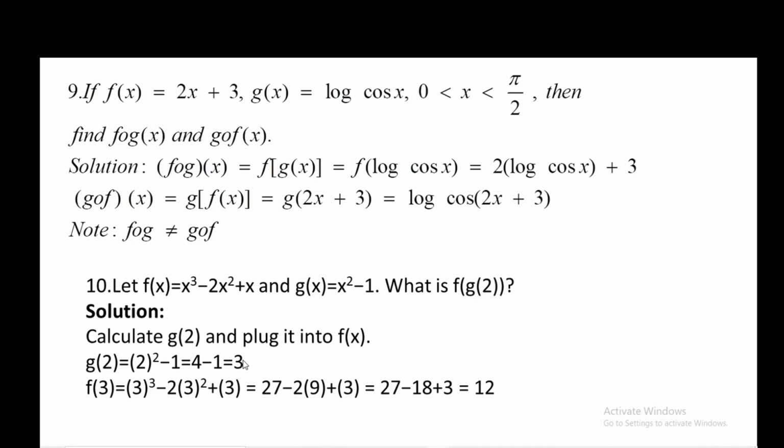G of 2 answer is 3. Then you substitute in the second function, that is f of x. You have to follow the reverse order. While solving a composite function, you have to solve the bracket first. The first bracket is g of 2. You solve this one, then substitute the answer in the second one. Then f of 3 is equal to 3 cube minus 2 into 3 square plus 3. So the answer is 12. The first answer is 3, the second answer is 12.